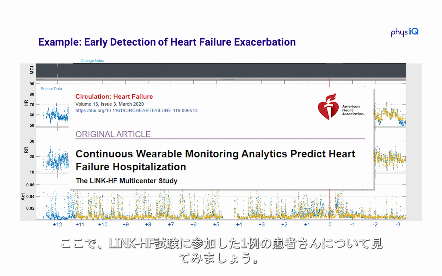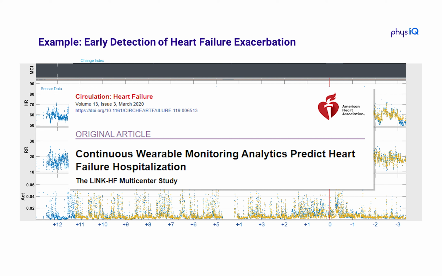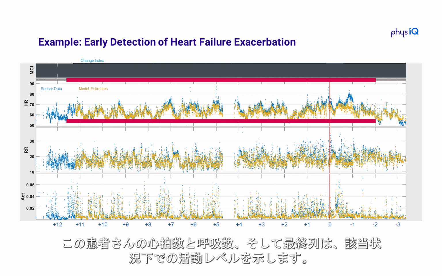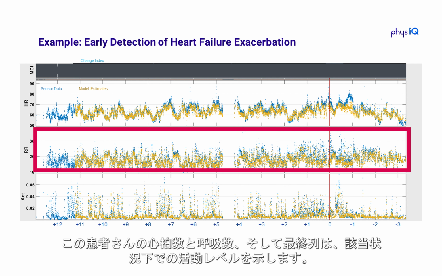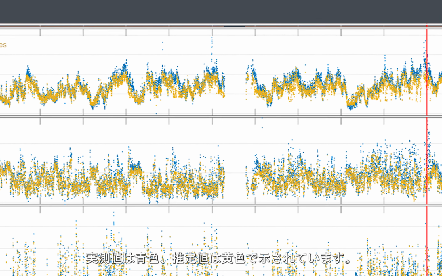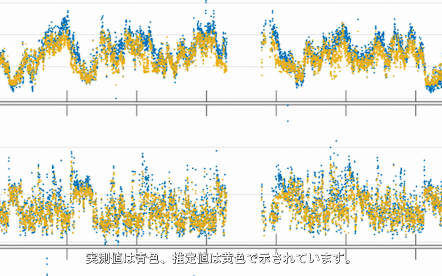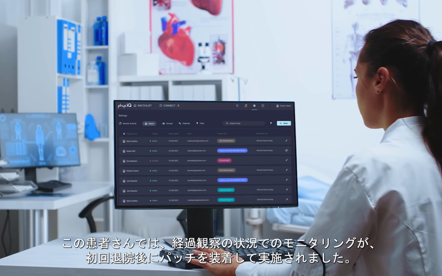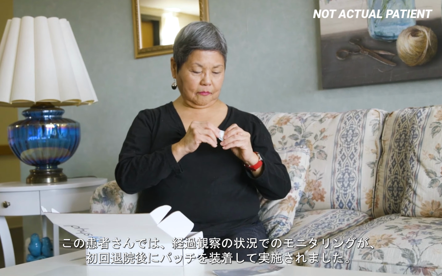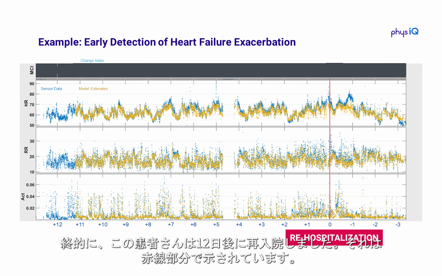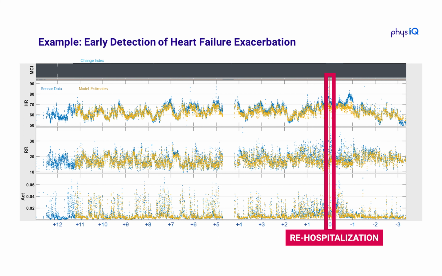Here, we're looking at one participant from our LINK-HF study. Each row indicates the physiological parameters being continuously monitored. We see this individual's heart and respiratory rates as well as their contextual level of activity at the bottom. We can see both the actuals in blue and the estimates in yellow. This patient was monitored in an observational context, wearing a patch after their initial discharge from the hospital. They were ultimately re-hospitalized 12 days later, as shown by this red line.